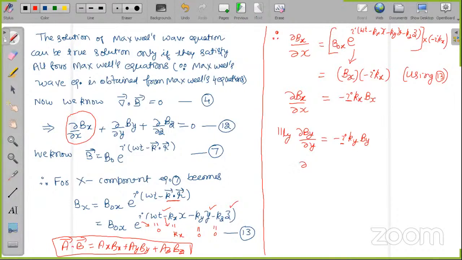Next, what should be curly bz upon curly z? Please tell me. Sir, minus iota kz bz. We have found all these three values. Can you put them in equation 12? Yes, sir. If you put in 12, what should we get common? Minus iota.